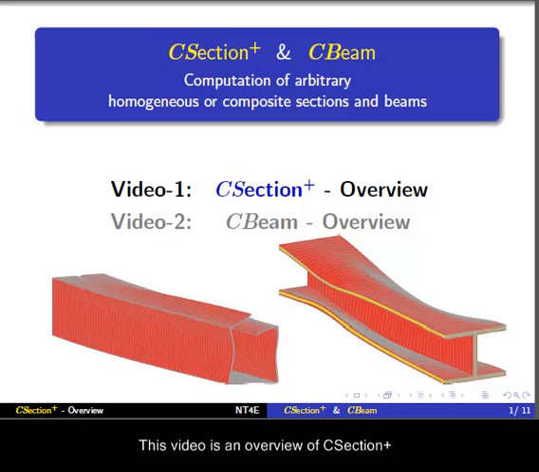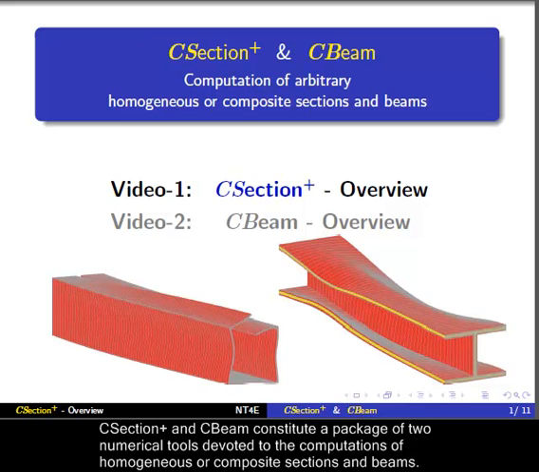This video is an overview of CSection Plus. CSection Plus and CBeam constitute a package of two numerical tools devoted to the computations of homogeneous or composite sections and beams.